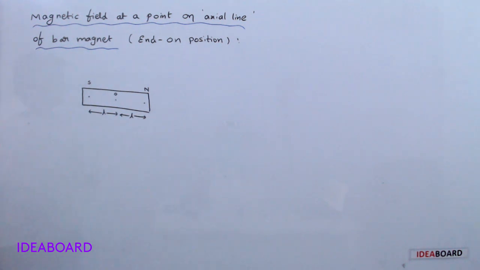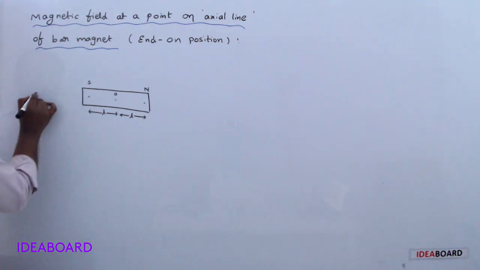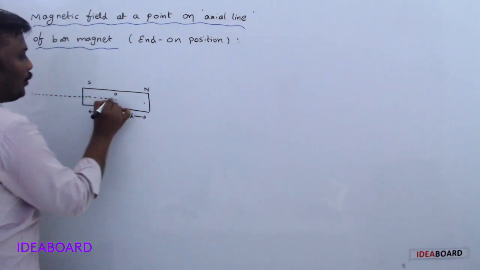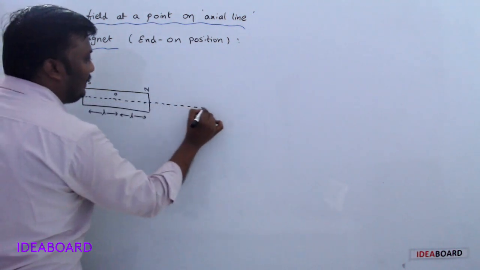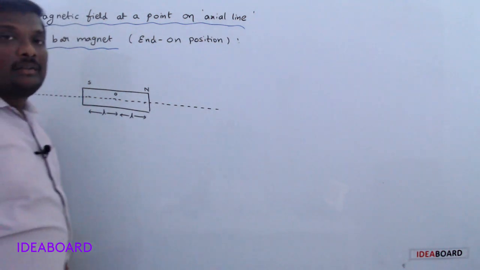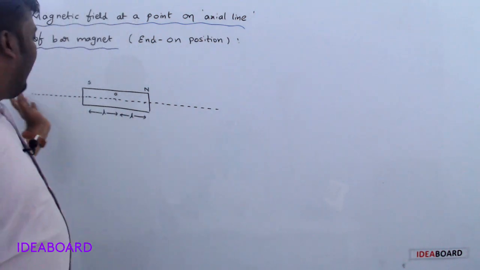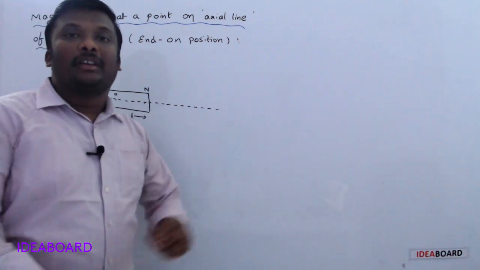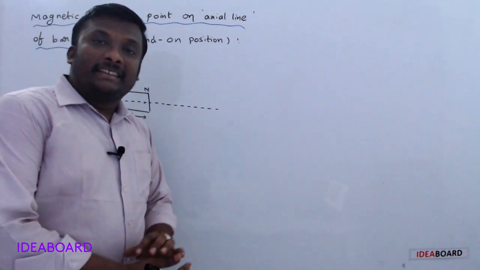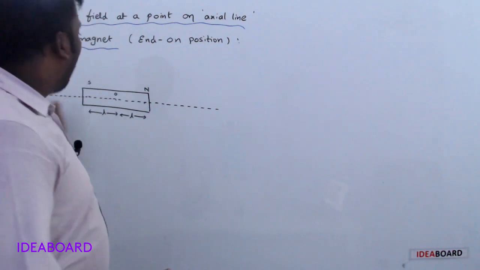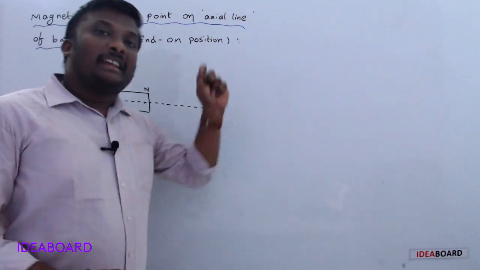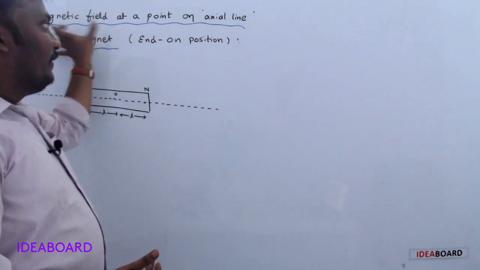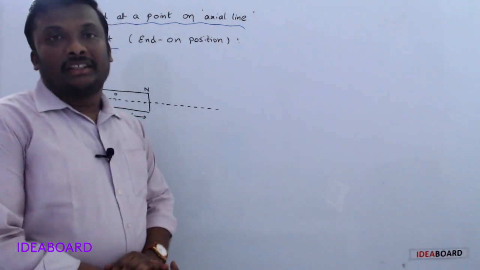So what is the axial line? The axial line is nothing but the line passing through the poles of the magnet. The line passing through the poles of the magnetic dipole is called the axial line. Now, on this axial line, at any point, they ask what is the magnetic field. That is the side heading.